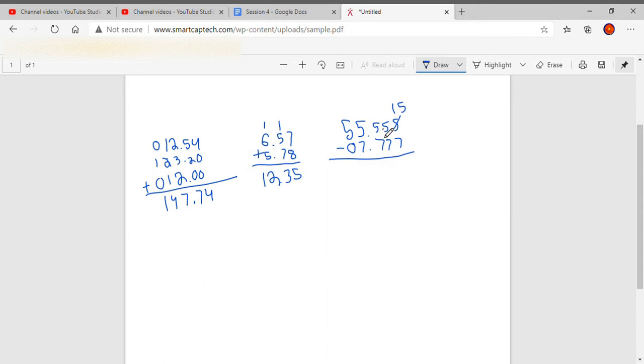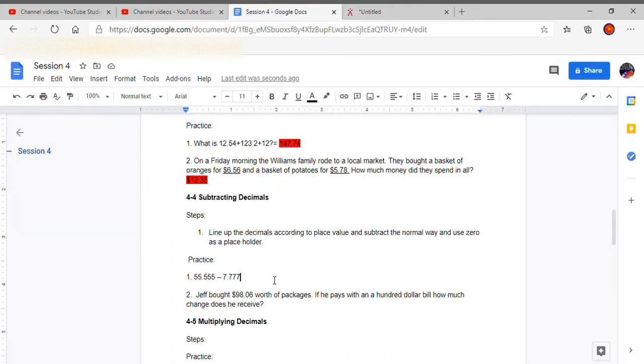15 becomes 4. 15 minus 7 is 8. Okay. 14 becomes 14, borrow from here. So this also becomes 4. 14 minus 7, 7. Same thing. Borrow 14. This one becomes 4. 7. Decimal point. Borrow from here. This one becomes 7, and we have 0 here, so that 47. So the answer would be 47.778.